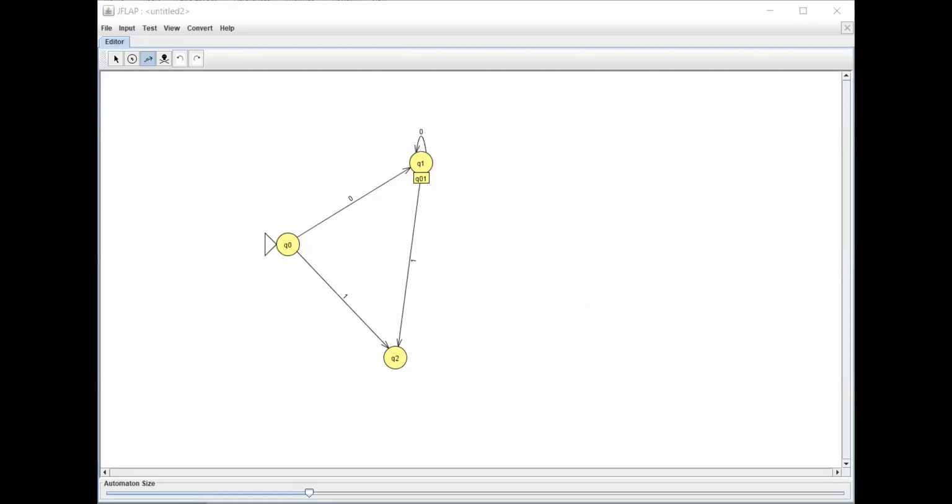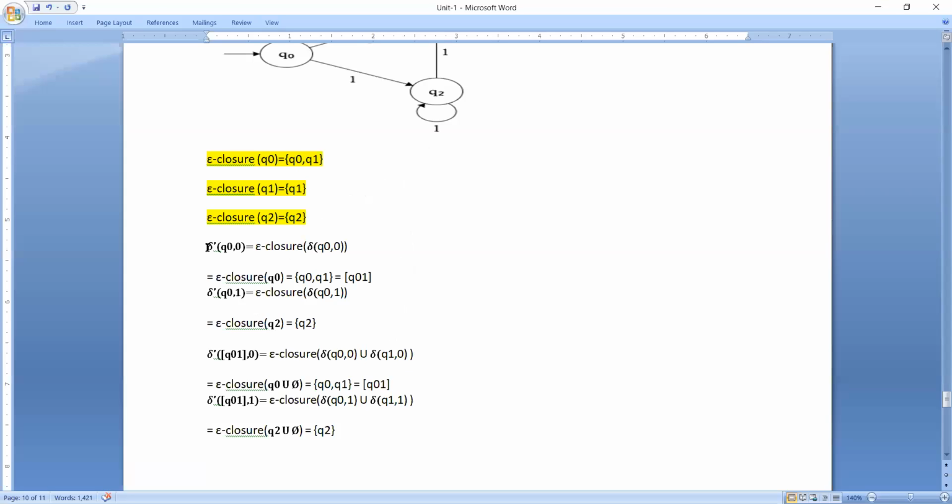Now please check our diagram. We have Q0, we have specified transitions on 0 and 1, and then we got a new state. For that new state also we have specified transitions for 0 and 1. Now from this Q01, did we get any new states? No. The only state remaining for us is Q2. Now for this Q2 we need to define the transitions.